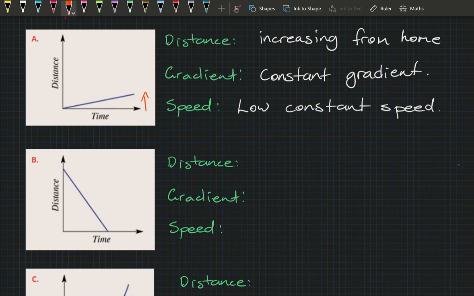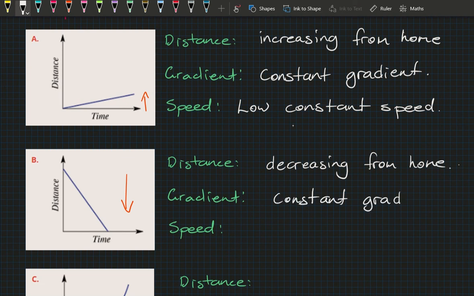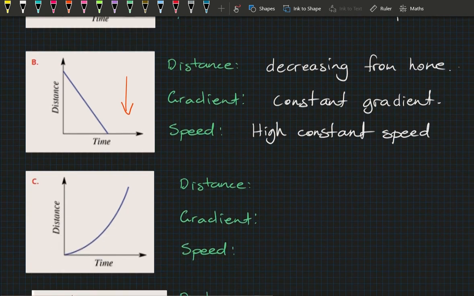So as the left is our time that's starting, we end up at a lower position at later time, i.e. less distance from home. So that means that as this journey goes on, we're decreasing our distance from home. And just like the previous one, it's a constant gradient. So it wouldn't matter which part of the journey we measured. If we measured the same amount of time, we'd have the same amount of change in our distance. Now it's a bit of a steep graph, so you'd have to say it's a high constant speed. Alright, let's move on to part C.